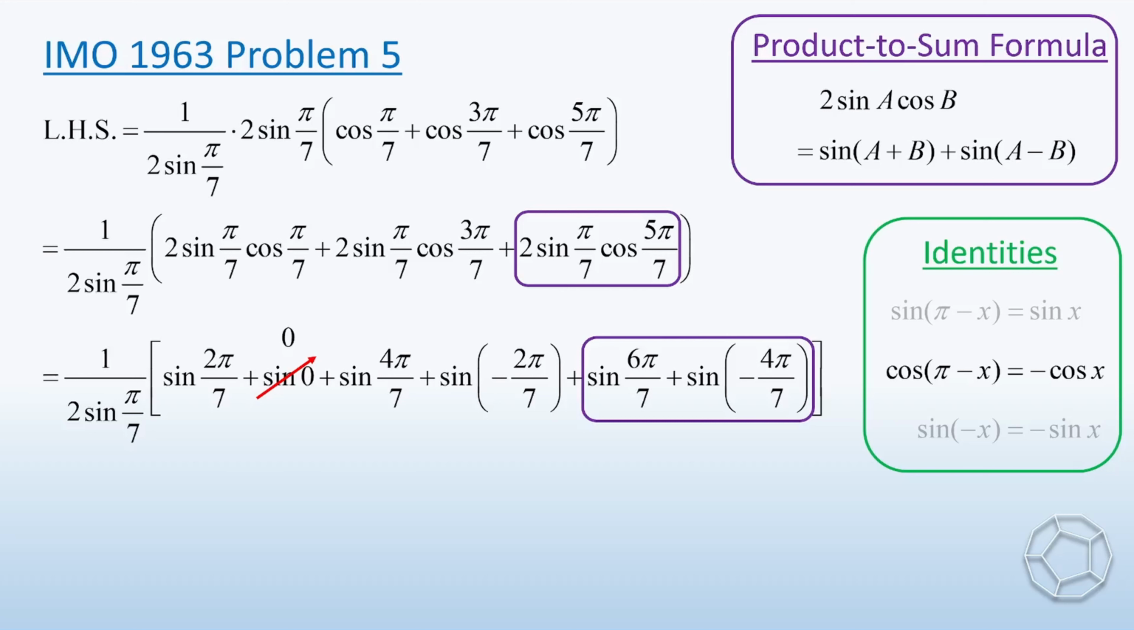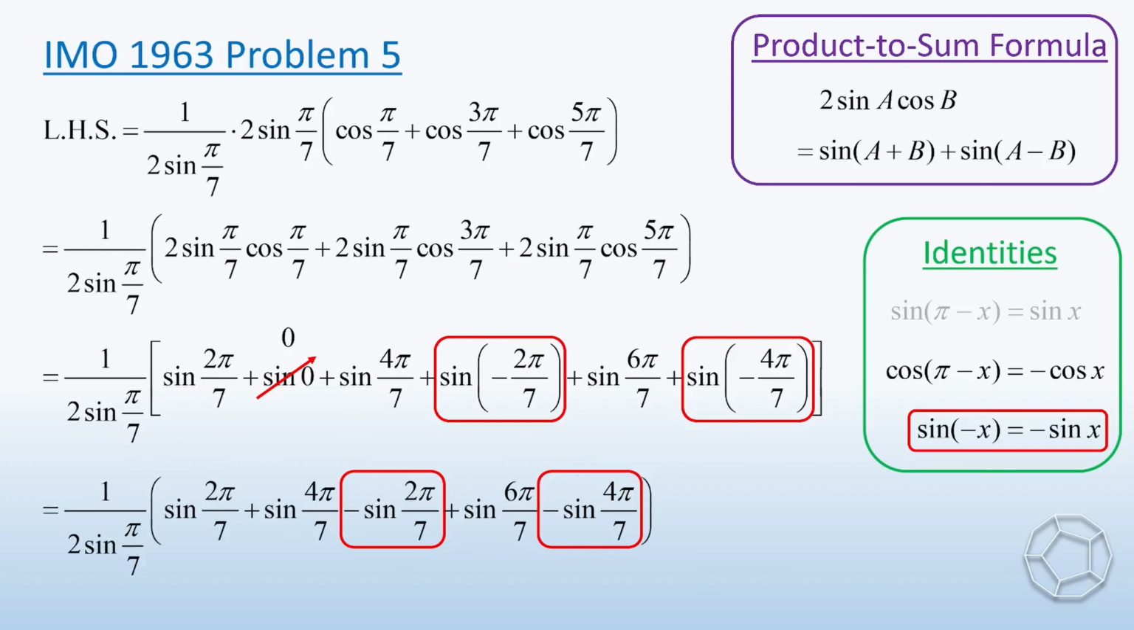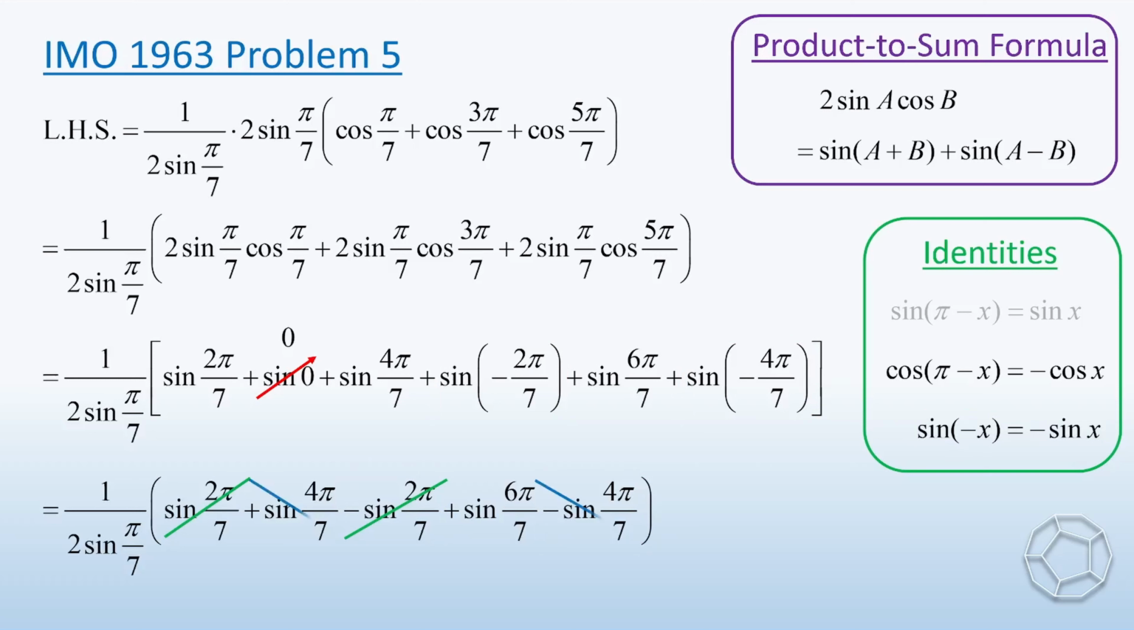Let's move on to the two negative angles. We can simplify them by the third identity. Sine negative x is equal to negative sine x. So the negative signs can be put outside like this. Copy the other three positive terms. Then we can do some cancellation. Cross out the two terms of sine 2 pi over 7, and do the same for the two terms with 4 pi over 7.